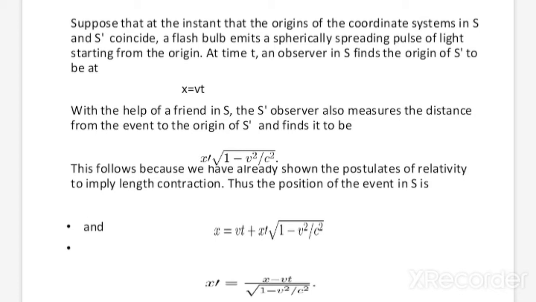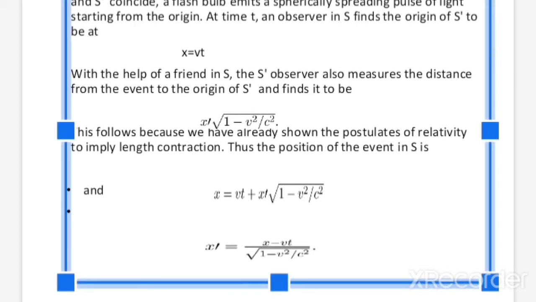Now the actual distance measured by the observer located in the frame of reference S for any event is x is equal to vt plus x dash under root 1 minus v square upon c square, or x dash is equal to x minus vt whole upon under root 1 minus v square upon c square.